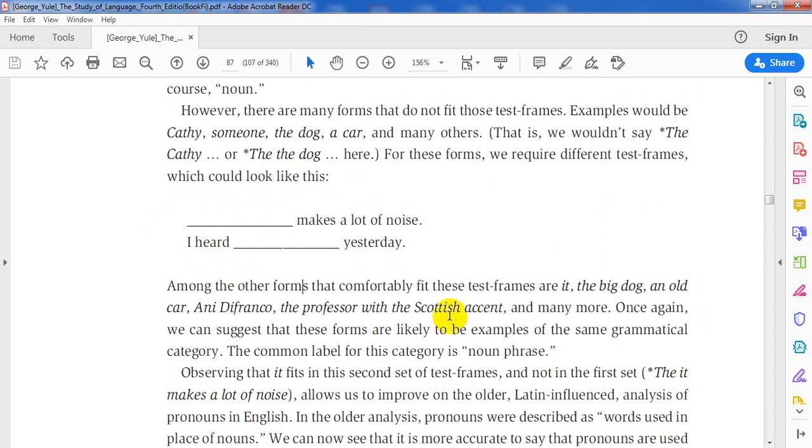So what are those items? They are noun phrases. Though it is a pronoun, it is a noun phrase in the grammatical description.